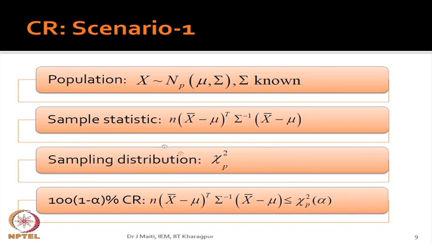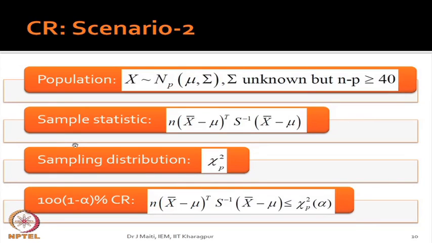See, define steps: define the population, identify the appropriate sample statistics, find out the sampling distribution, then find out the confidence interval. This is the step. So, for all cases, not necessarily this case, for all cases these are the steps. Okay. Can I go to the next slide?